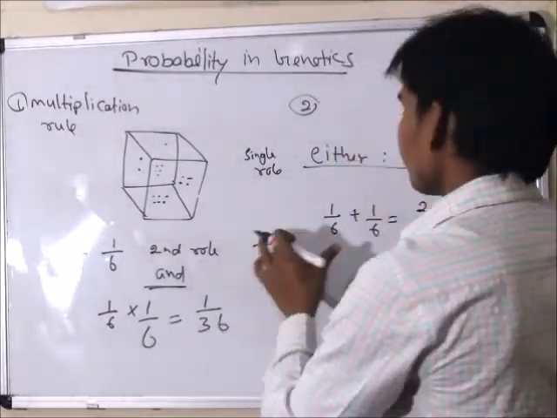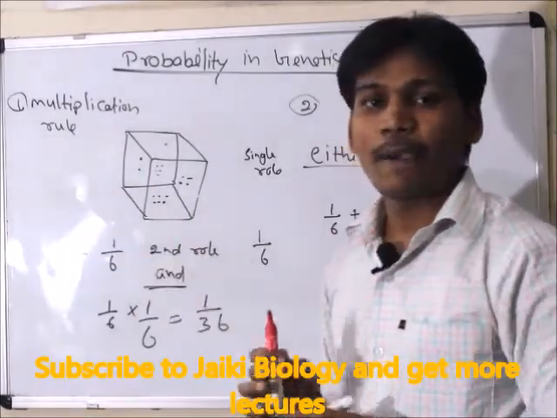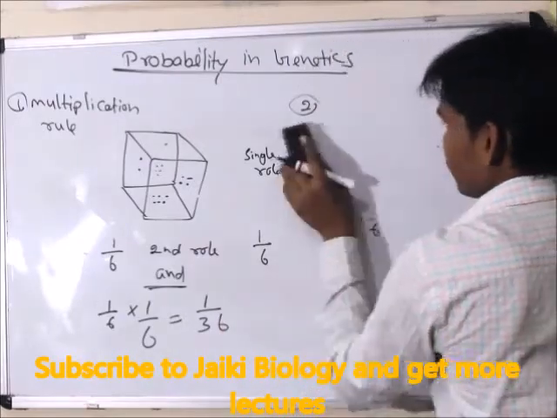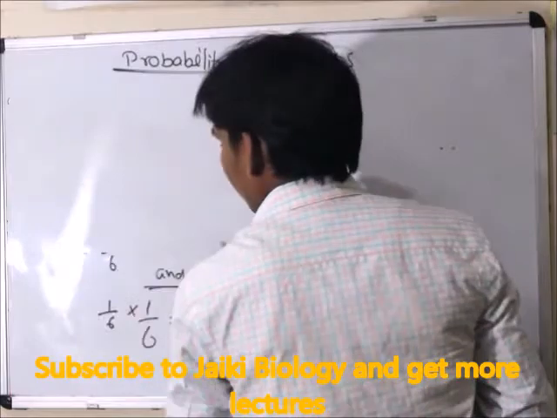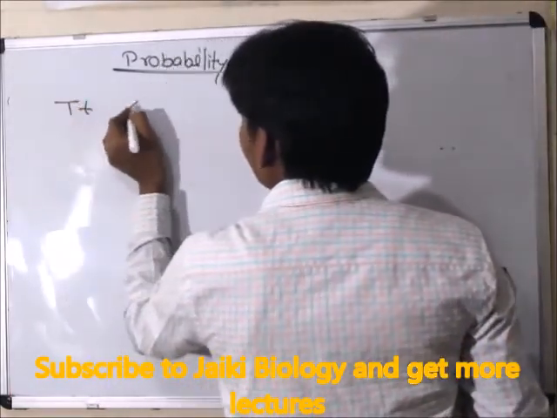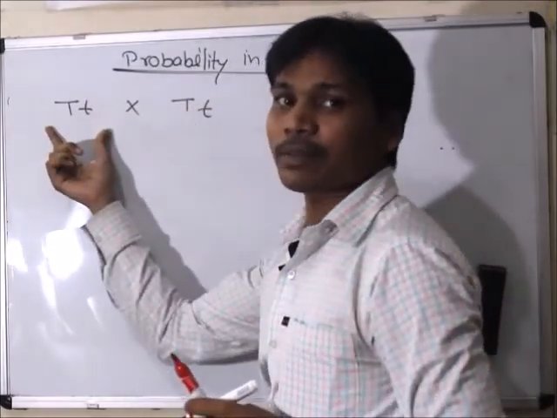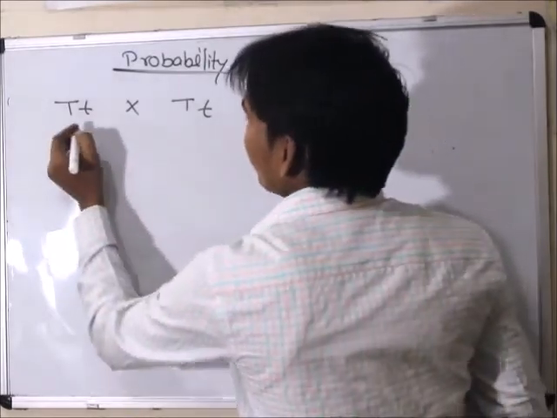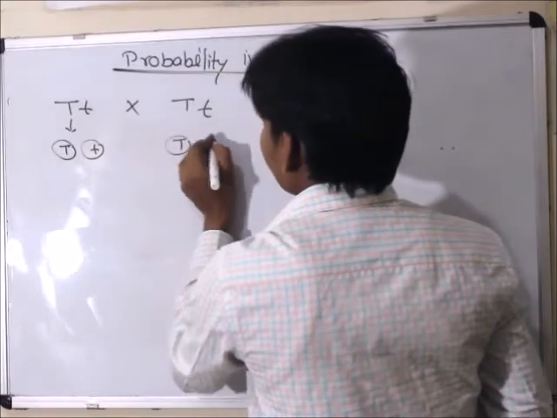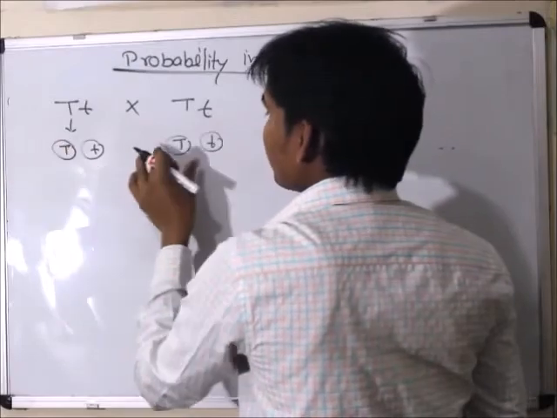Then I will again carry you; that's how the multiplication and addition rules are applied in genetic crosses. Take a simple example: capital T small t crossed with capital T small t. These alleles are responsible for the height of the plant. For the gametes, capital T, small t, and capital T, small t. Then what is the probability of capital T going with capital T?